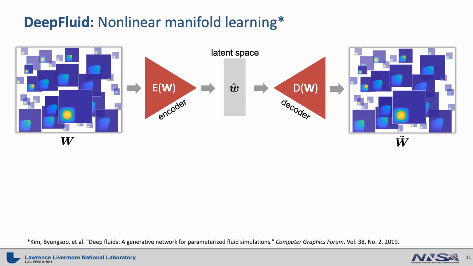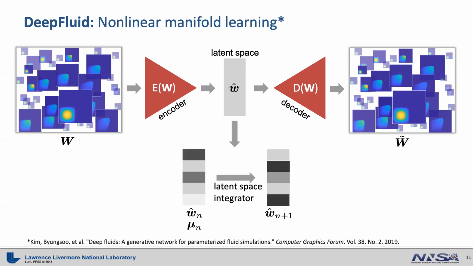The overall autoencoder parameters are trained by minimizing the difference between the input and the approximated full data. Once the autoencoder is trained, for the prediction, we apply a latent space integrator to propagate in time in the latent space. Since the size of the latent space is small, this time integration will be very fast, as you can imagine. Then with the predicted latent space solutions, we restore or reconstruct the full state by applying the trained decoder.